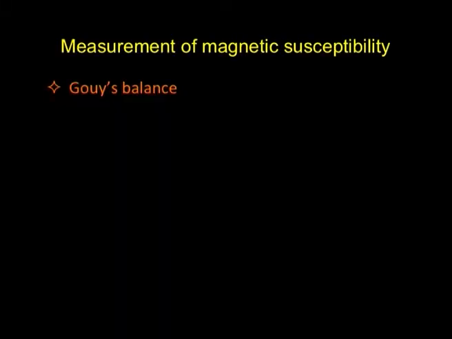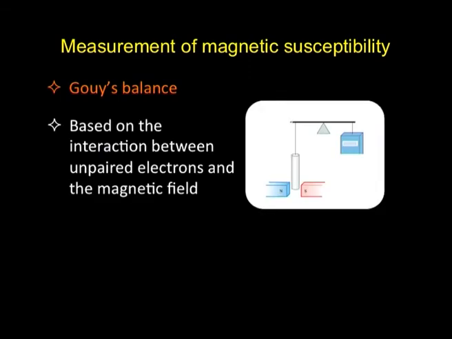The measurement of magnetic susceptibility is very simple. We use what is called a Gauss balance for that purpose. It is a very simple device, based on the interaction between the unpaired electrons and the magnetic field. There is a kind of electromagnet here, and this is a sample tube wherein we put our material for which the susceptibility has to be determined, and this is tied to some kind of weighing scale through a fulcrum here.